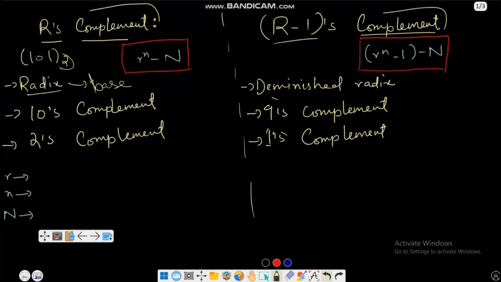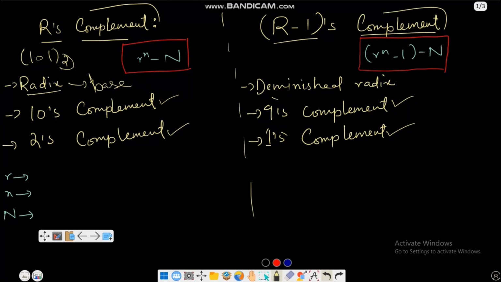Now if we are trying to deal with decimal numbers, we are going to have two options. We can either use 10's complement to find out the complement of the number, or we can use 9's complement to find out the complement of that number. But if we are trying to deal with binary numbers, in that case we will have 2's complement or 1's complement to find out the complement of these numbers.